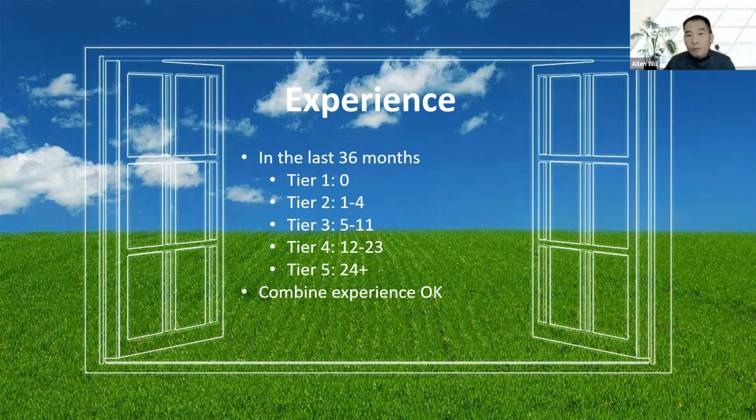Tier 2, 1 to 4 flips in the last 36 months. Tier 3, 5 to 11, so on and so forth. Now, the more flips that you have done, the better the rate and term would be. Now, also, we can use combined experience.